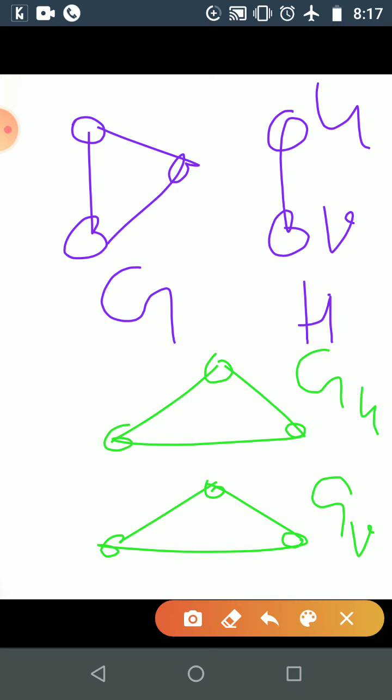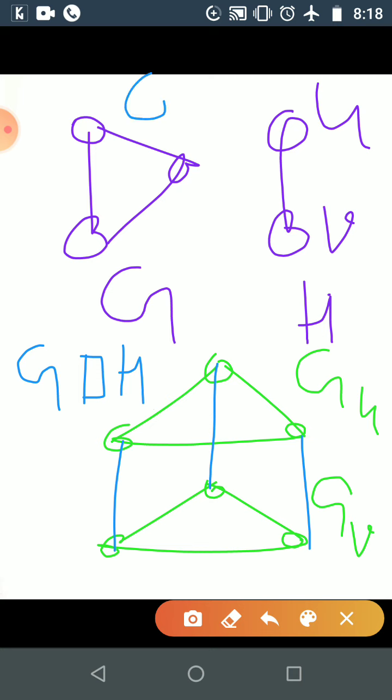If these are adjacent in H, then corresponding vertices in these copies will be adjacent. So obviously these are adjacent in H. So this corresponding vertex, this corresponding to this vertex, this corresponds to this vertex, this corresponds to this vertex. So here we got the Cartesian product of G and H, that is C3 and K2. Okay, so this is kind of a prism, correct.